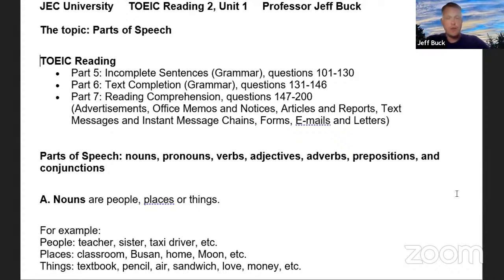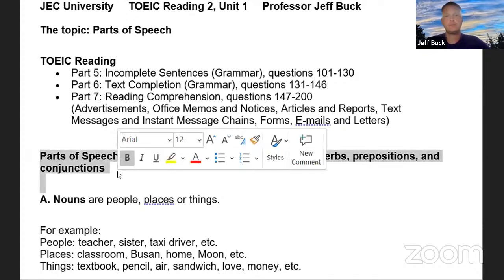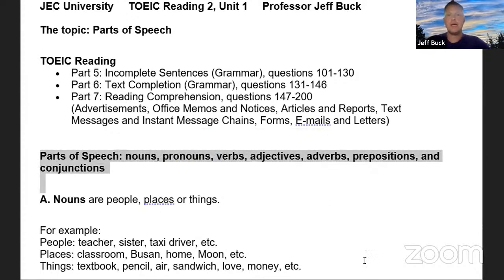So if you're not familiar with the TOEIC, it's the Test of English for International Communication, and there's listening parts 1 through 4 and reading parts 5, 6, and 7. And parts 5 and 6 are on grammar, and 7 is on reading. So we're focusing on grammar. All right. And today's topic is parts of speech. Nouns, pronouns, verbs, adjectives, adverbs, prepositions, and conjunctions.